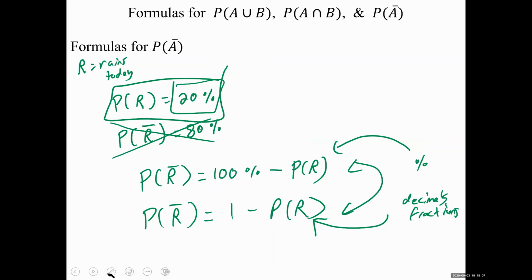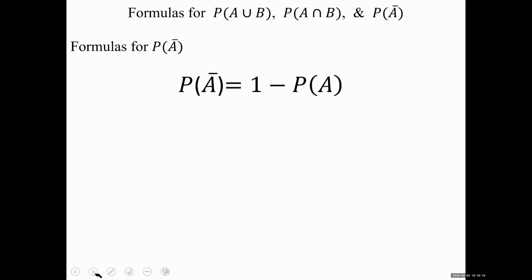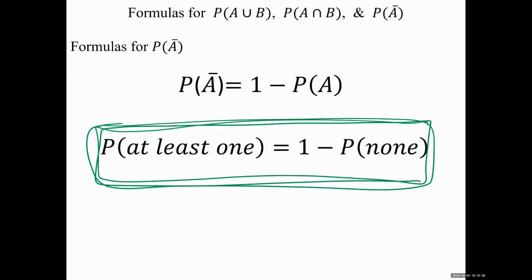But here's the formula. Probability not A is 1 minus probability A. So again, either you're going to put a 1 here or you'll put 100% here. Most of the time you'll put just a 1, but if the probability is given to you as a percent, then you put 100%. Now from this, we get this other formula for at least 1. But right now what we're going to do is a couple of examples where we practice this formula here.